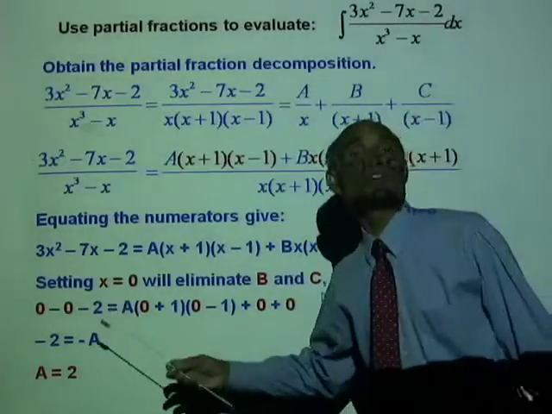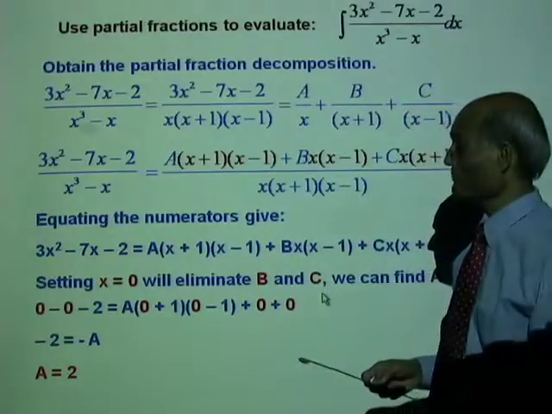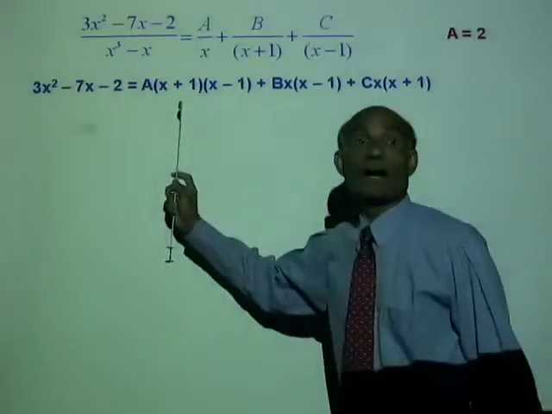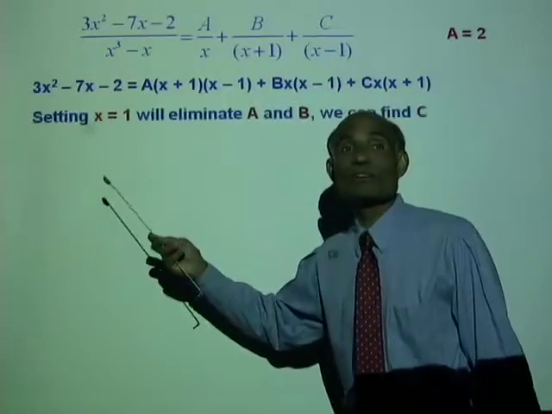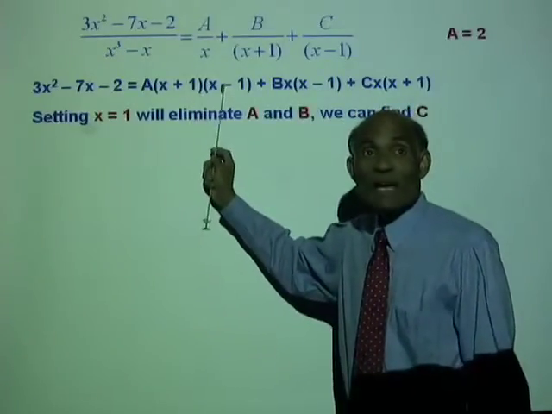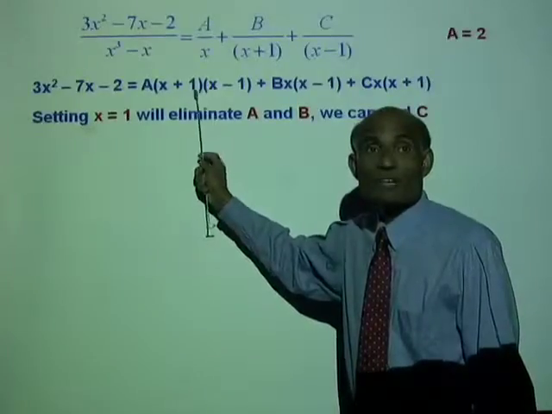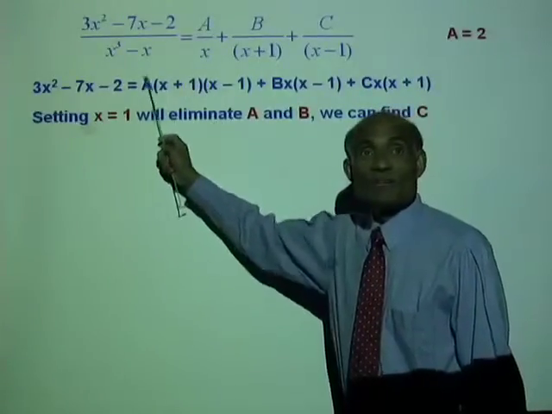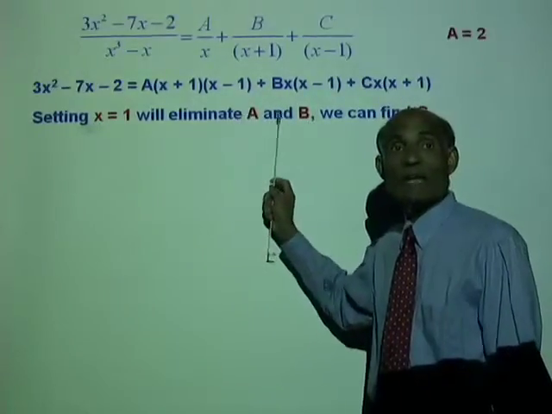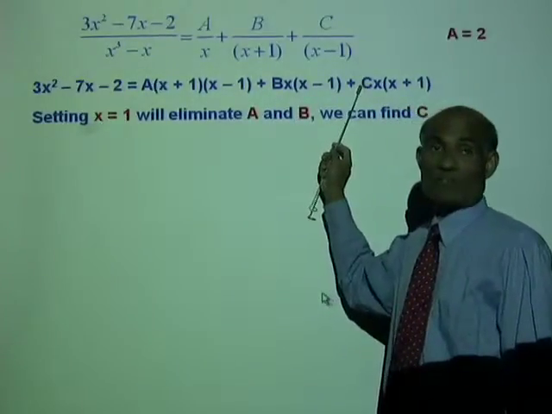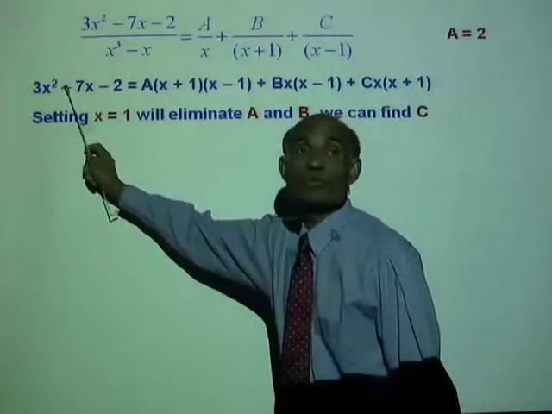Very easily we got the value of A. Alright, let's go and find the other constants B and C. What will you do next? Well, if you put x equal to 1, it will reduce this term to 0 and this to 0. We can eliminate A and B and we can find C.